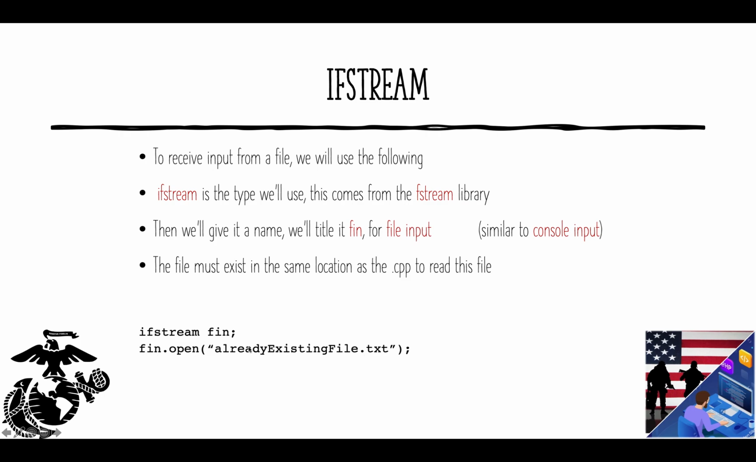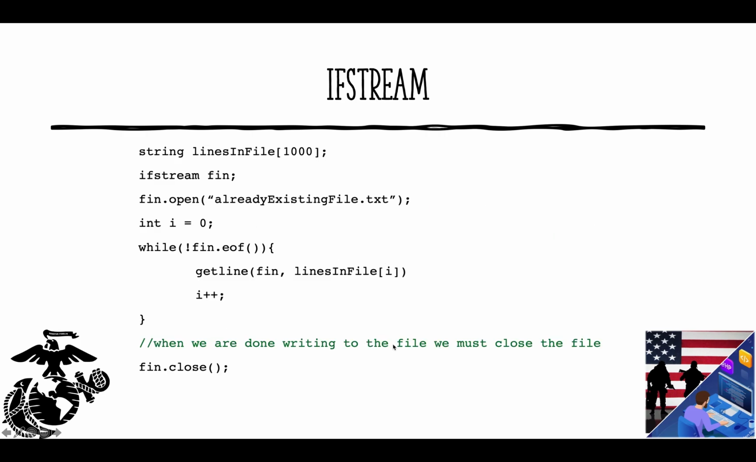Again, this file must exist in its exact name, and again, we put it in quotes. So what I'm doing is I'm just going to create an array, a string array of lines in the file. Unsure about the size of it, so right now let's just make it large and call it 1,000. And then I'm doing the ifstream fin. This is how I create the ifstream object, and then I'm opening an already existing file, and now I'm just creating an integer, a counting variable, and I'm setting it to 0.